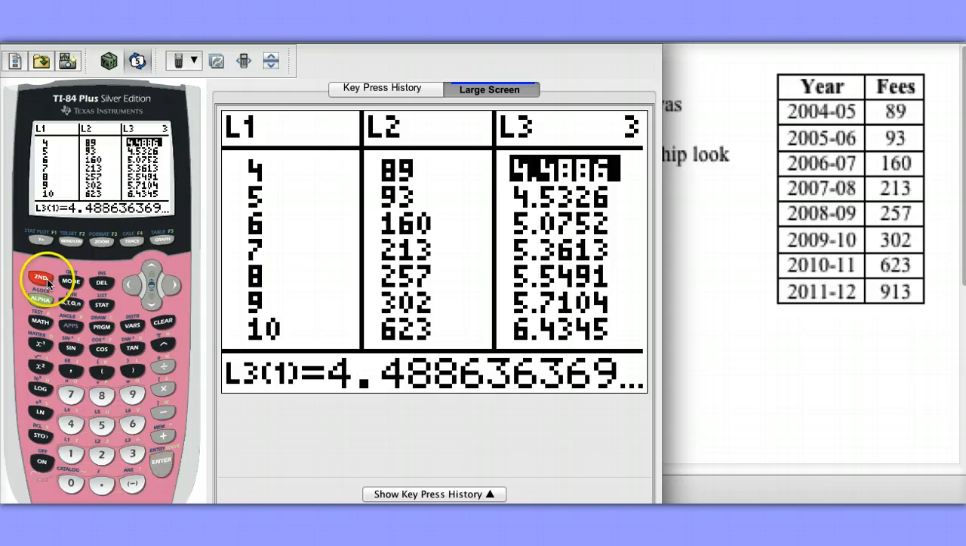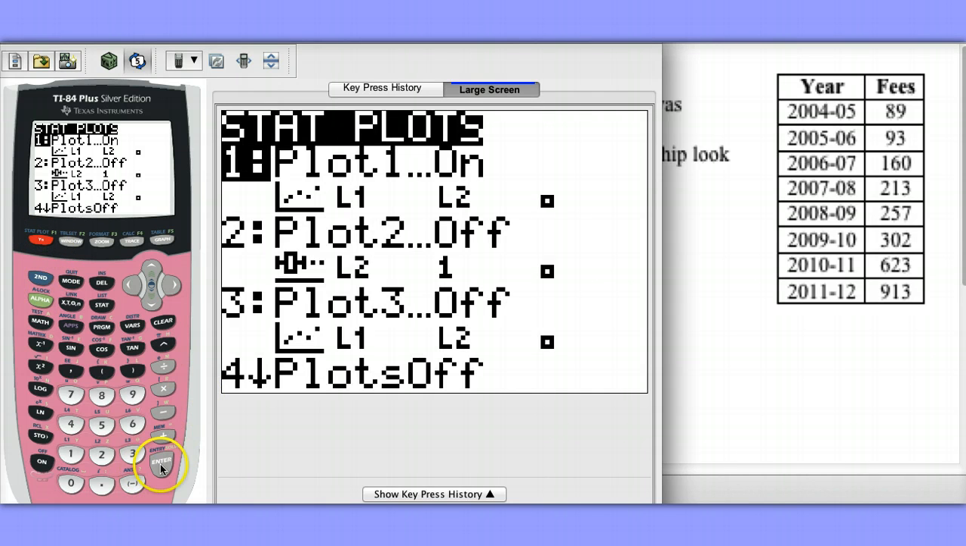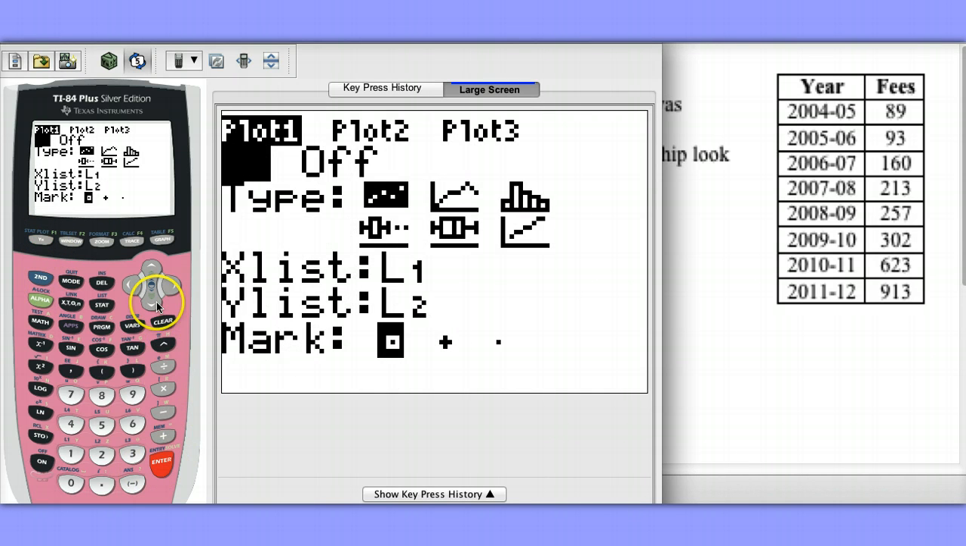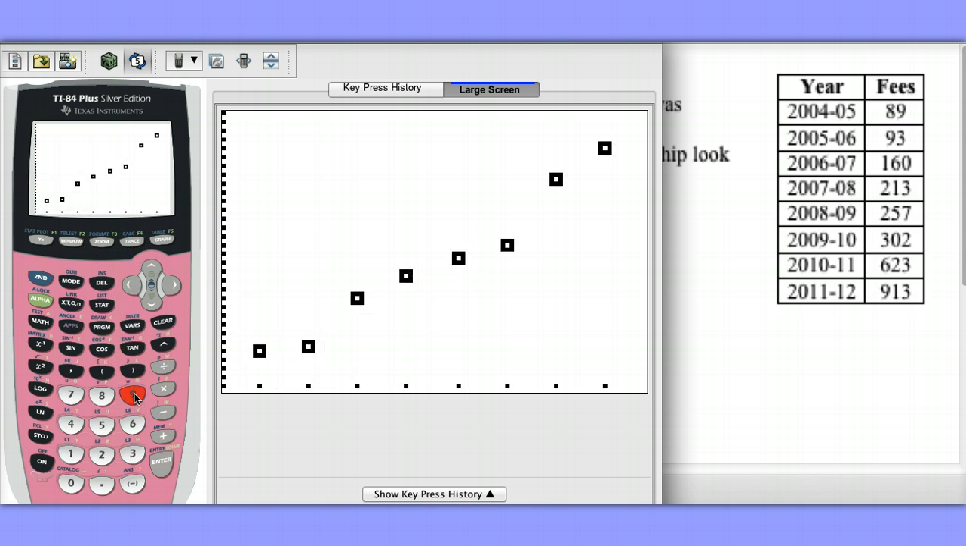So let's take a look at a scatter plot now of the year along with the natural log of the fees. Zoom stat again. That looks a little bit better. Still not perfect, but definitely more linear than what we had before. Let's calculate the least squares regression line and look at a residual plot for this.